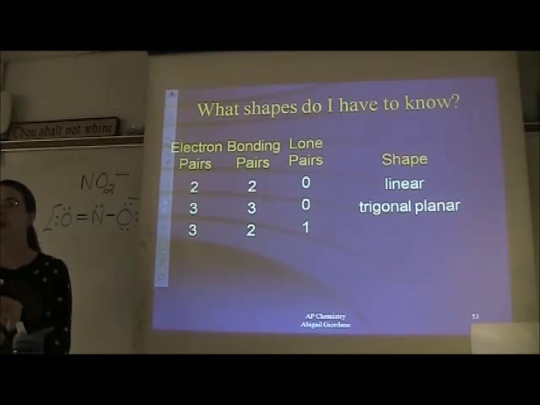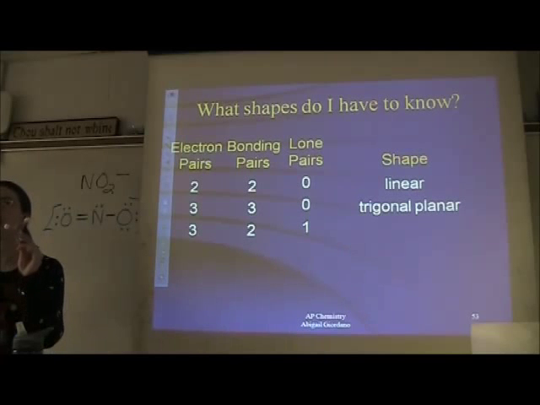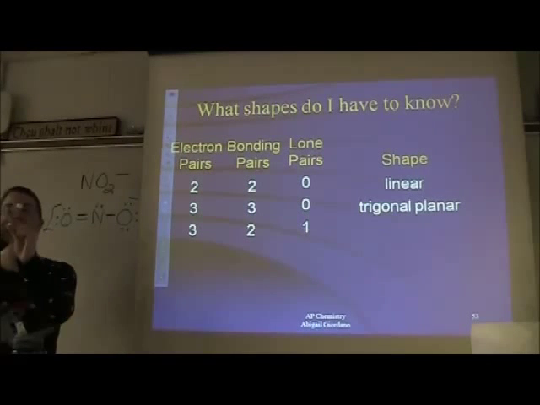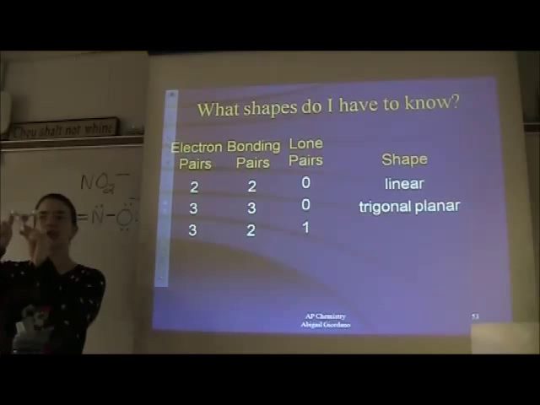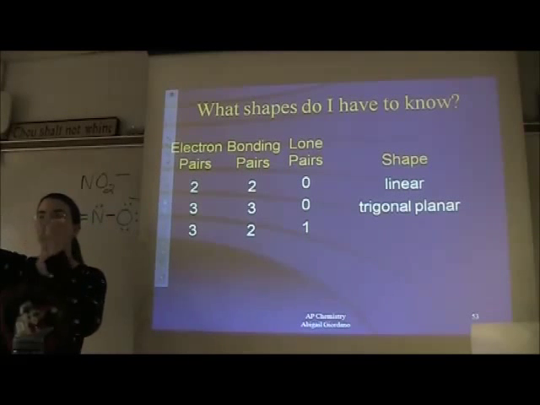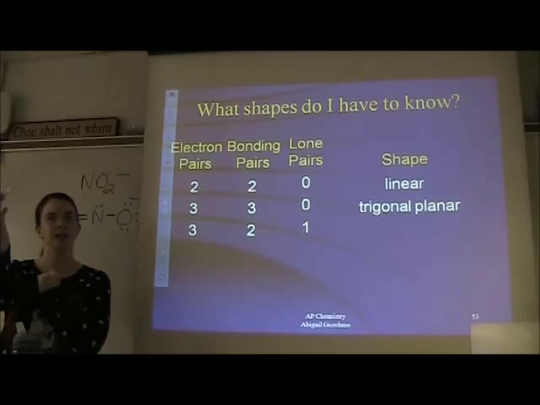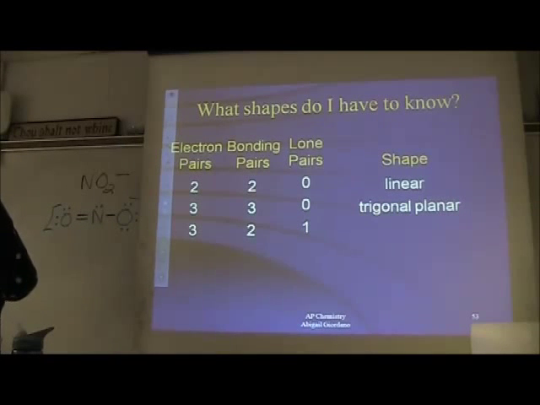Here's the thought process. In your mind, I want you to think, okay, this shape is starting out trigonal planar because it has 3 things on the sides. But one of those 3 sides is not a shared pair. It's a lone pair, so pull it off. That doesn't look linear to me, does it? Bent. That is bent. Okay?